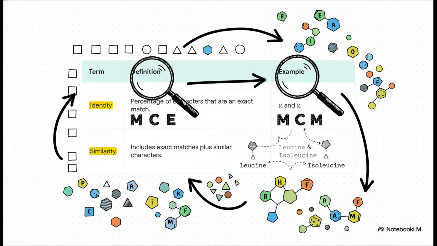Now, here's a really crucial point. It's not always about exact matches. Identity is pretty straightforward. That's when the letters are exactly the same. But similarity, well, that's a broader idea. When we're talking about proteins, this includes amino acids that might not be identical, but have really similar chemical properties, like leucine and isoleucine. And that's a huge clue that they might do a similar job, even if the code isn't a perfect one-to-one match.